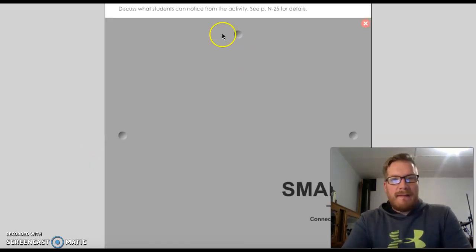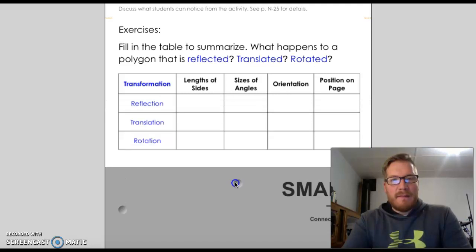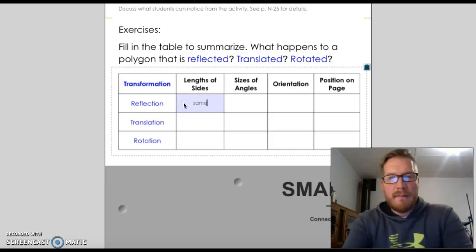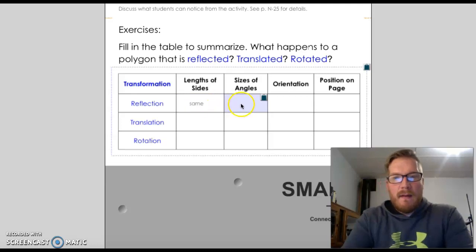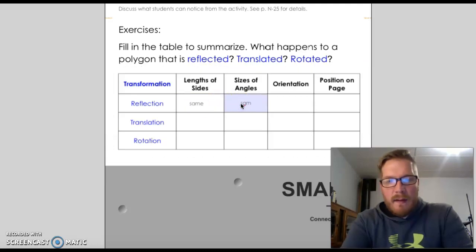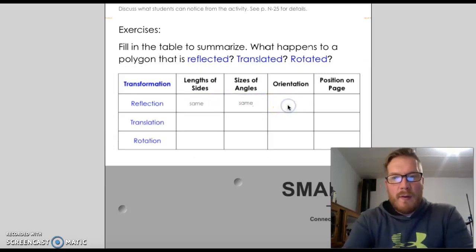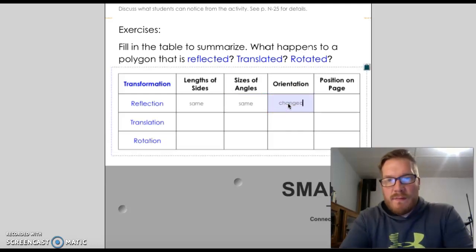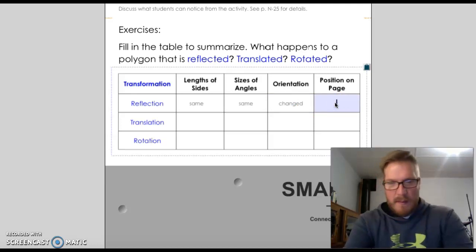So then just one last thing. This kind of wraps up and summarizes reflections, rotations, and translations. And so the length of the sides in a reflection, same. The size of the angles, same. Orientation has changed. Position on the page, it moves.